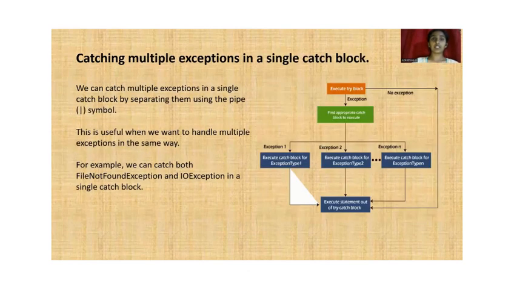Catching multiple exceptions in a single catch block. We can catch multiple exceptions in a single catch block by separating them using the pipe symbol. This is useful when we want to handle multiple exceptions in the same way. For example, we can catch both FileNotFoundException and IOException in a single catch block.